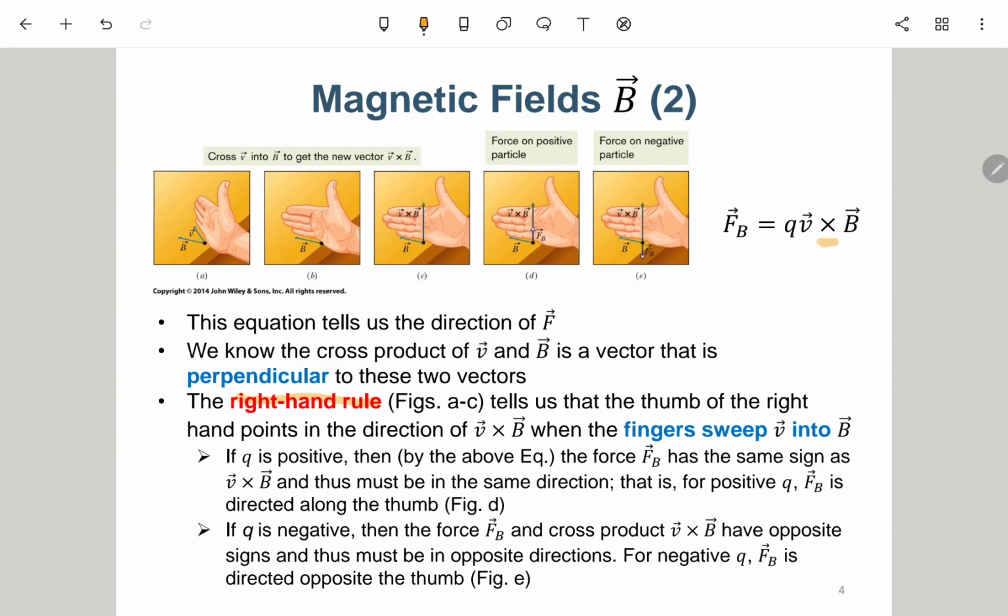In this case, suppose we know the direction of V and the direction of B, then we will be able to determine the direction of V cross B. Finally, if q is positive, then F_B has the same direction as V cross B, and if q is negative, then F_B has the opposite direction as V cross B. So it is important to know how to determine V cross B.